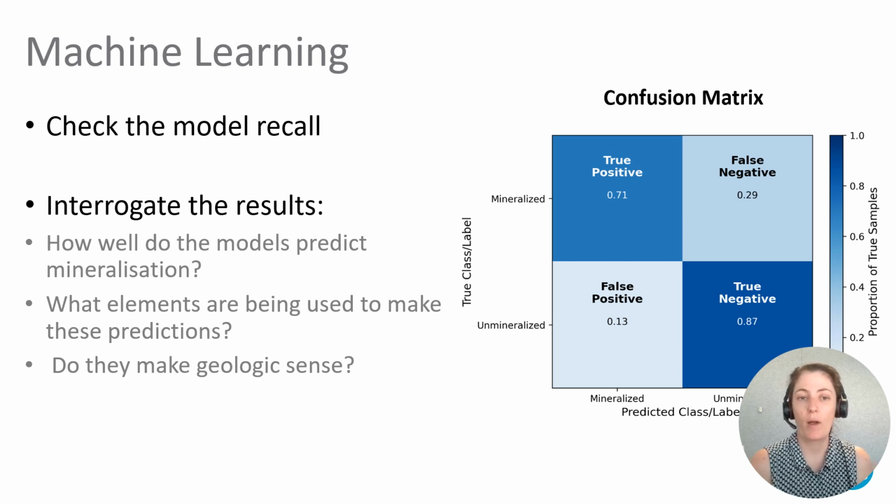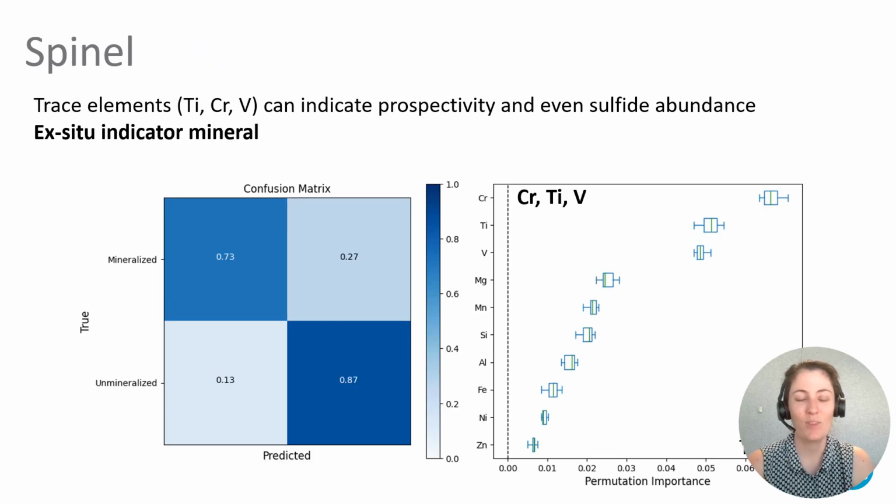We can look at how well these models predict the mineralization using that confusion matrix. We can see what elements are being used to make those predictions, whether or not those elements make geologic sense. So when looking at our spinel database, which was by far our biggest database, you can see that the recall is pretty good. We have about a 75% confidence in the prediction just using the major elements and just using TIMA data. So you can see the chromium, titanium, and vanadium contents are the most important to make those predictions.